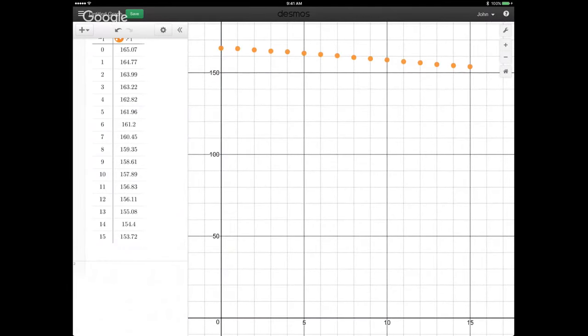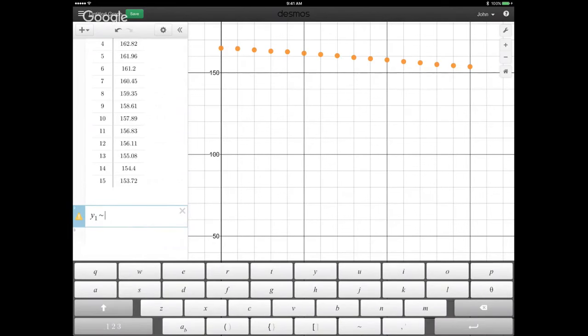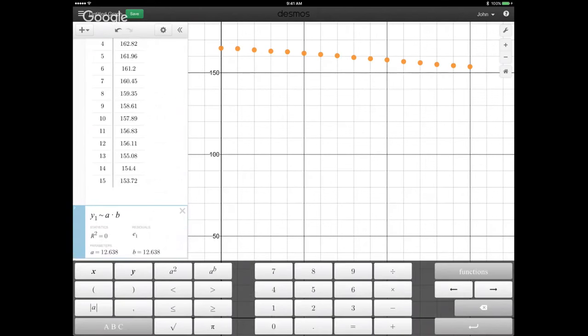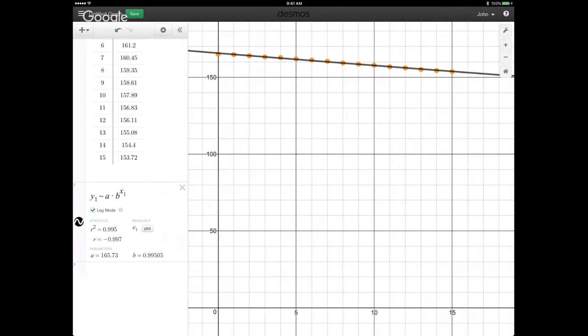Doesn't look very exponential, but we know it's Newton's law of cooling, so we know it must be exponential. So we're going to build an exponential model. So we're going to say, let's try y1 regressed against a times b to the x1. And right here, you ready for the big moment, Owen? To get into log mode, you notice this is slightly different than what the book gave you. To get into log mode, we tap log mode. And it gives us a slightly different answer. Rather than 165.71 and 0.99506, we hit log mode and we get 165.73 and 0.99505. Again, it is not necessary that you use log mode on your tests or quizzes, but if you want to be able to check your answers against the book is using log mode. Did that answer your question, Owen?